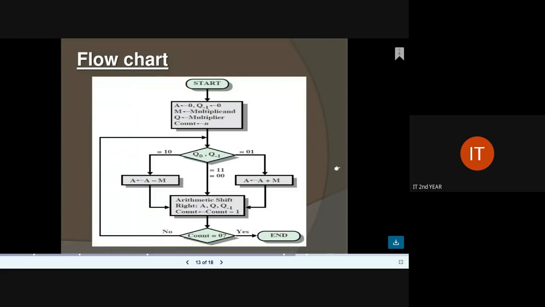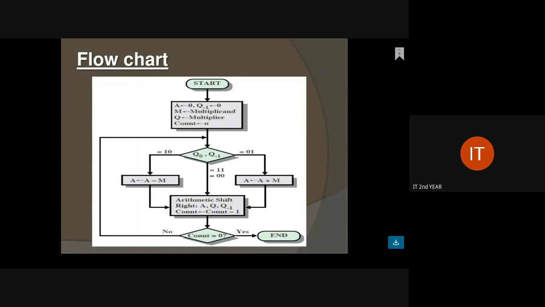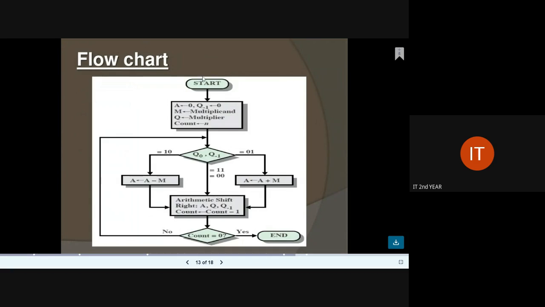Okay, so this is the main concept, that is the main flow of data, starting from assigning the values of A, Q, M and counter. So for both algorithms, we are now ready with the basic concepts.